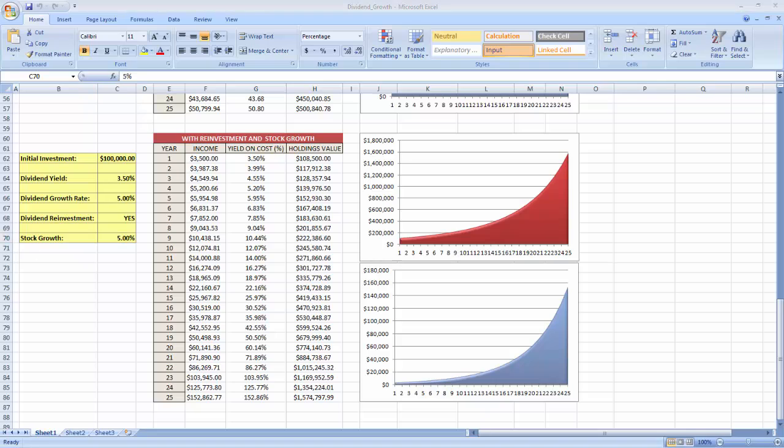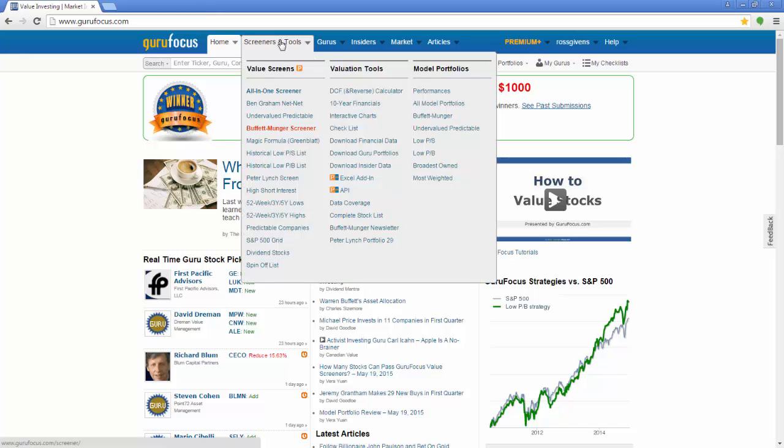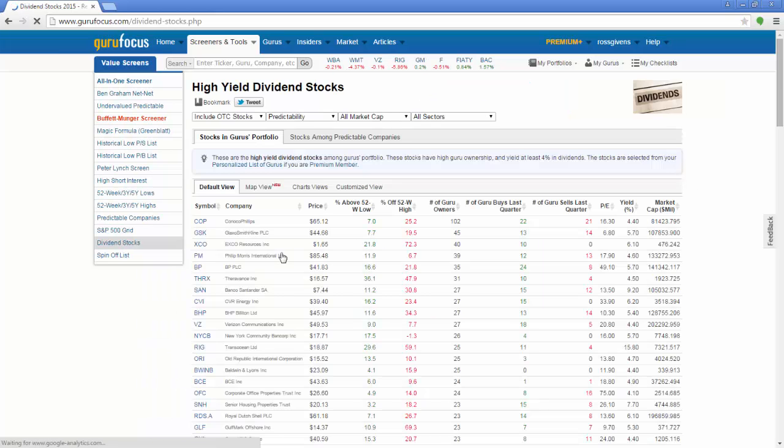So let's go ahead and take a look. Again, what we were talking about is the 3 places that we can find these quality dividend ideas. And I want to go through some of these and show you where to find them. So the first one up top here is the dividend stocks, and you see it just near the bottom under screeners and tools below the value screen. Second up from the bottom is dividend stocks.